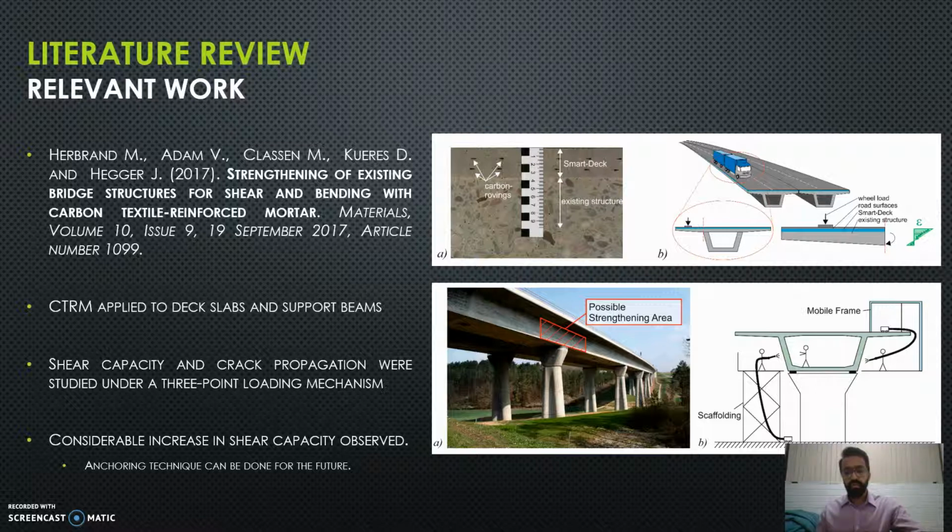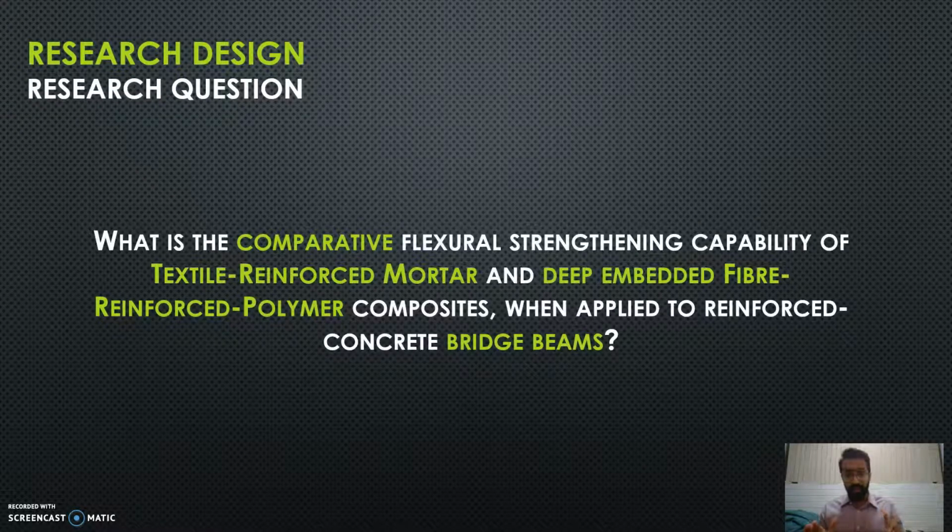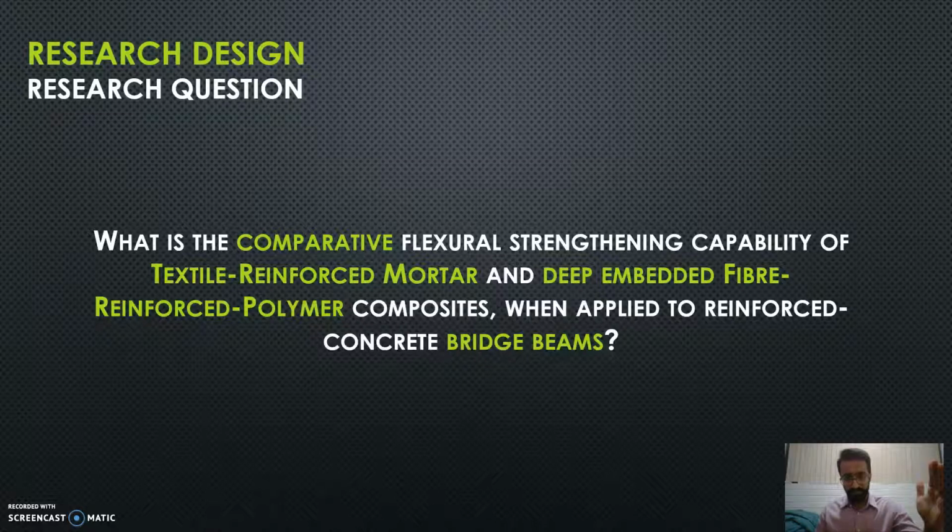Now, these two research papers influenced my research design, and if we revisit the research question that I just told you a few slides ago, it would make a lot more sense now that we are going to conduct a comparative flexural strengthening study between TRM versus deep embedded fiber reinforced polymer composites and apply that to bridge beams. So that is basically the research question that I came up with, and the research design is basically based on this question.